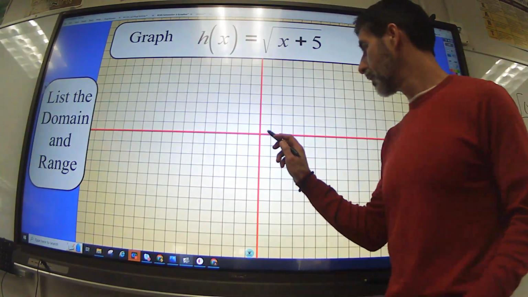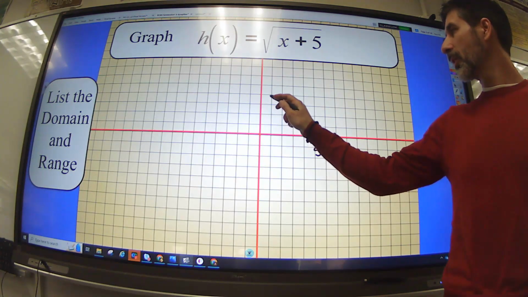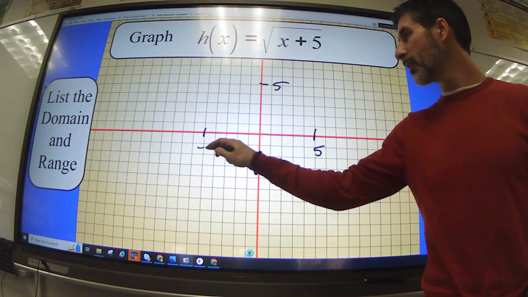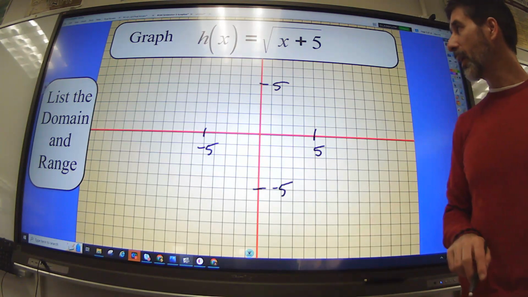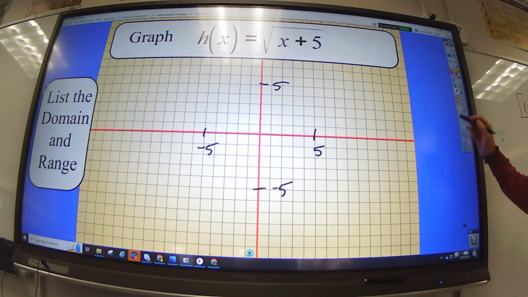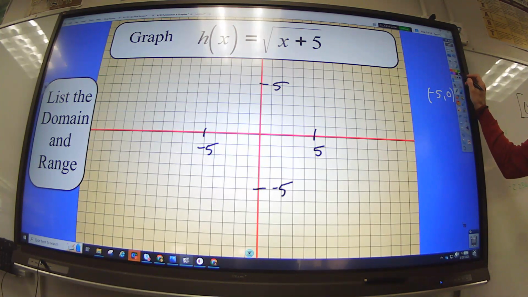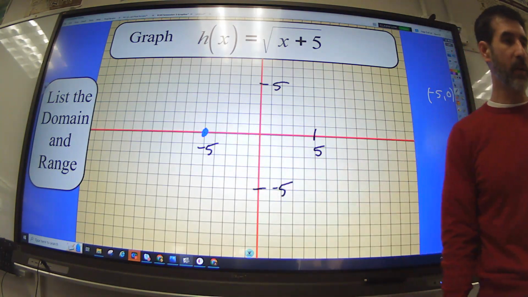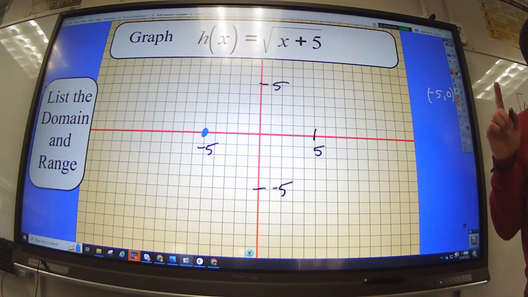Let's do the scaling. 1, 2, 3, 4, 5. Okay, what is my h and k? -5, 0, right? -5, 0. So I'm going to go -5, 0, which would be right there. -5, 0. Over 1, up 1, over 2, up 4, over 3, up 9?